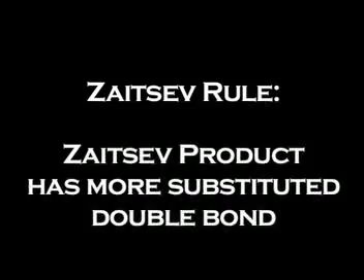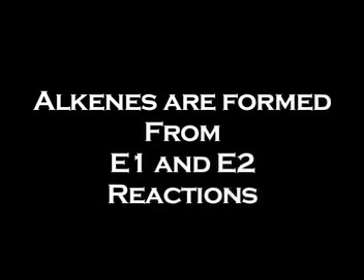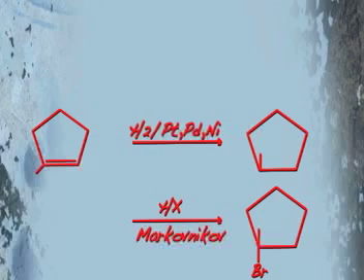We call that Zaitsev's rule. We call it the Zaitsev product because it has the most highly substituted double bond. The way to get 2 alkenes is by E1 or E2. Remember, we're talking about E1, tertiary haloalkanes.